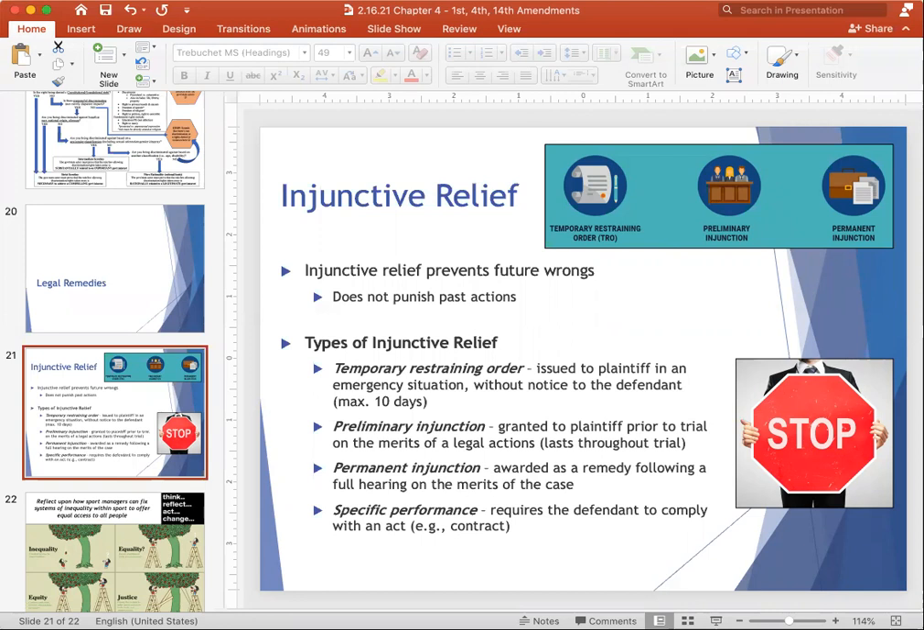So an injunction is a prohibition against an action. An injunction prohibits an act, while specific performance, that fourth bullet point on this slide, is a little different. It actually commands an act. So these first three prohibit an act, this fourth one commands an act. A temporary restraining order is issued to a plaintiff in an emergency situation.